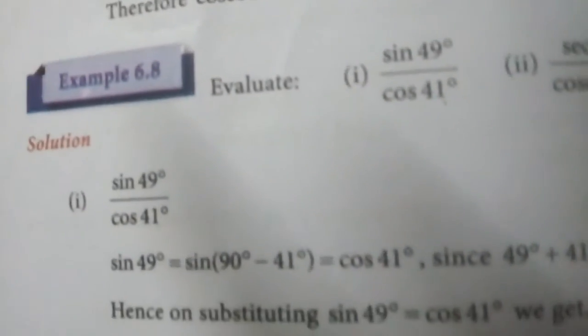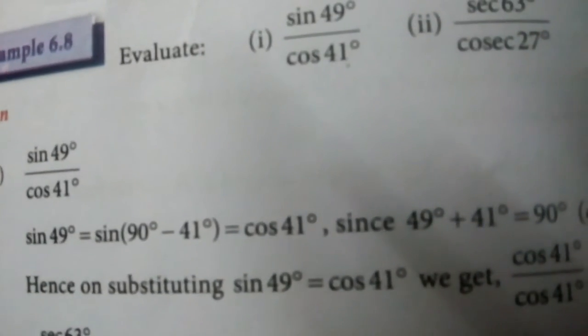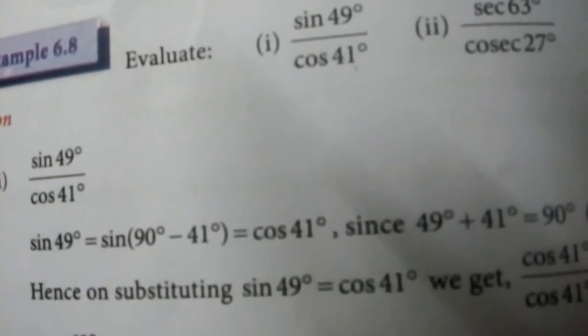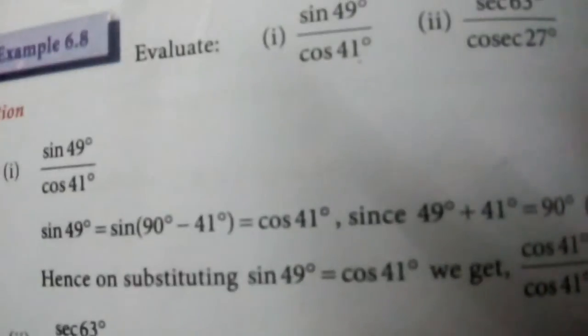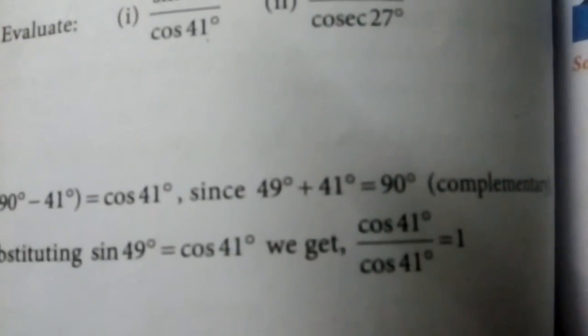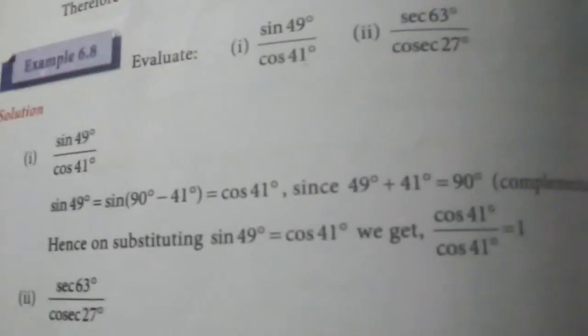Sin 49 degrees by cos 41 degrees. So sin 49 can be written as sin of 90 minus 41. Sin of 90 minus 41 is cos 41. So for the numerator we can write cos 41. In the denominator already it is cos 41 only. So when we cancel that, we get the answer to be 1. Okay, so the answer for this question is 1.